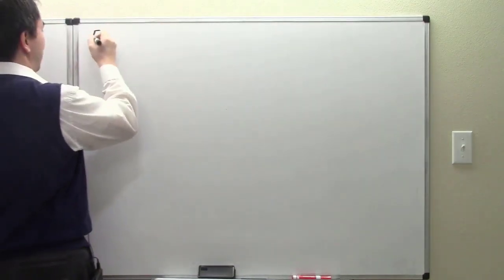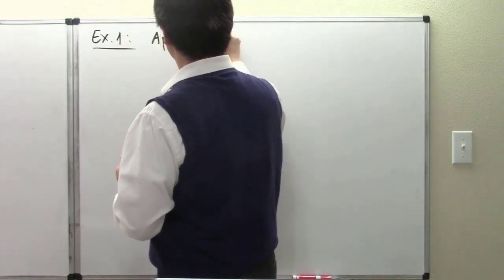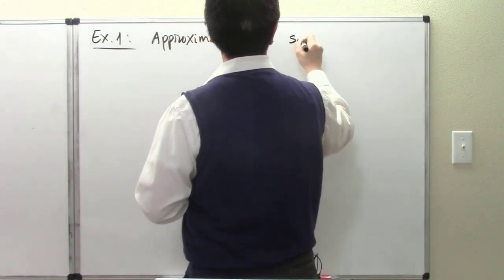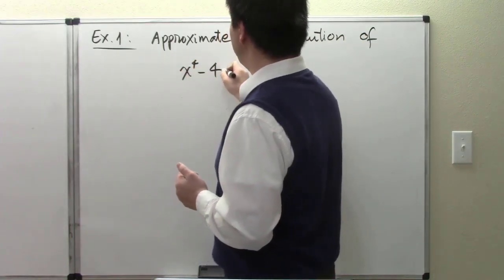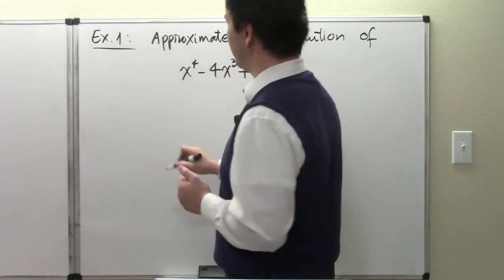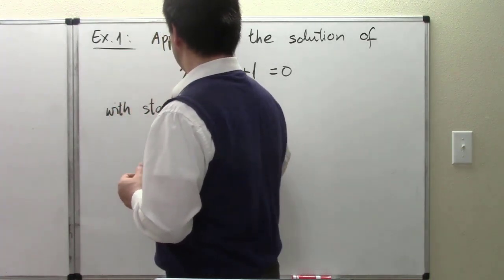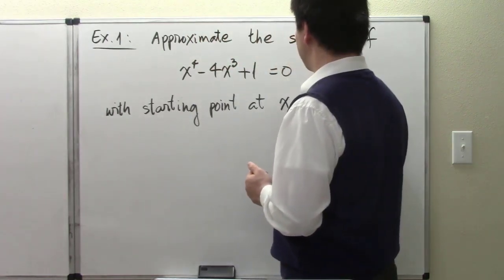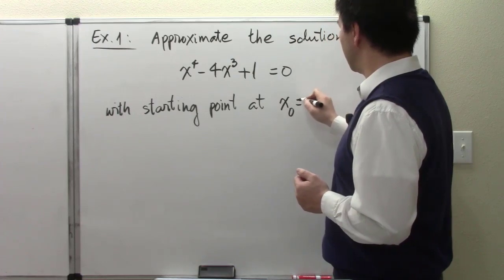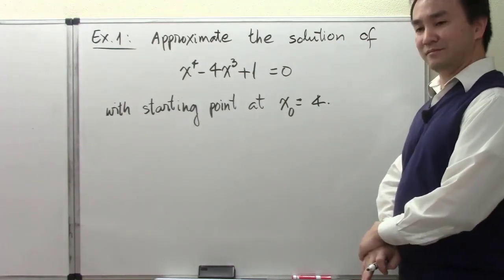All right, and now we are ready for example 1 right here. Our example 1 is asking that we want to approximate the solution of the equation x to the 4th minus 4x cubed plus 1 equals 0 with starting point x sub 0 equals 4. Okay, and so that's the problem that we're having at the start.